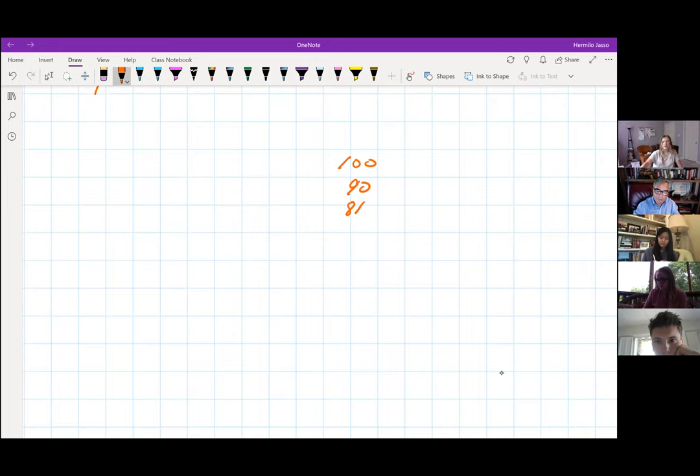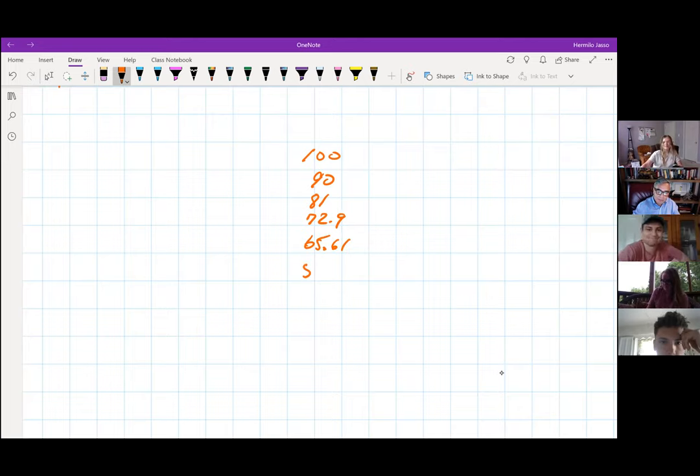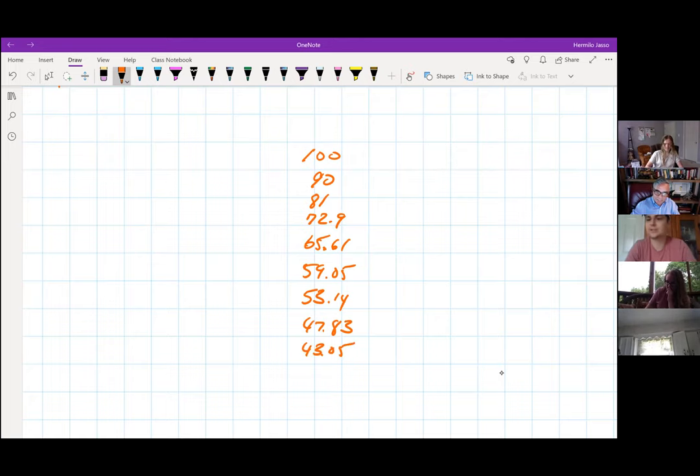I got $72.90. Okay, $72.90, and 90% of that? $65.61. Okay, and 90% of that? $59.05. And 90% of that? Come on, we're going to go all the way to zero. $53.14. And 90% of that? $47.83. And 90% of that? $43.05. And 90% of that? $38.74. Okay, you begin to see what's going on, right?